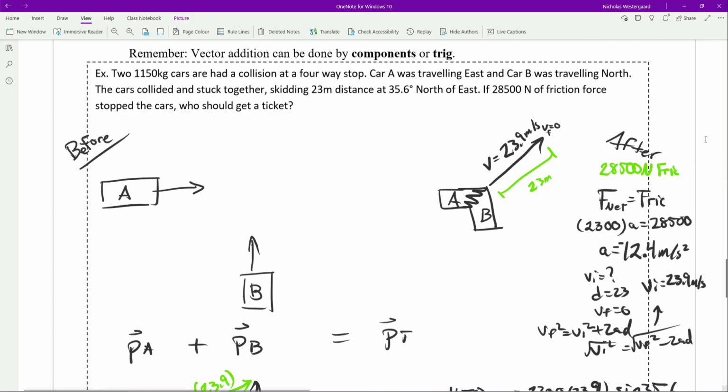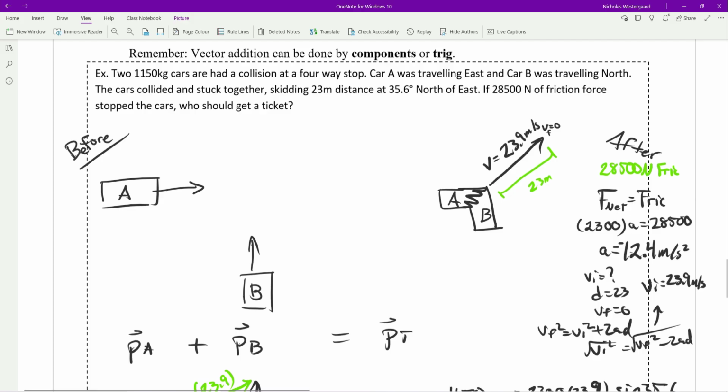Okay, let's talk about what's happening after. There's friction bringing this object to a stop. So if I think about it, what forces are acting on these after they're stuck together? When they collide, they're not going to be stomping on the gas anymore, so the only force is friction slowing them down. So I could use my net force is equal to my quantity of friction to find the acceleration of these objects, of them being stuck together.